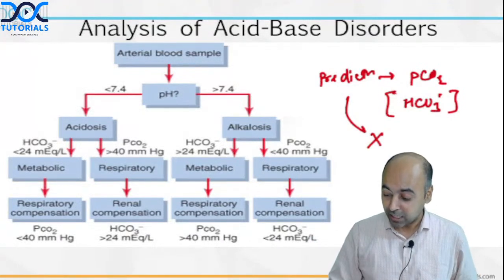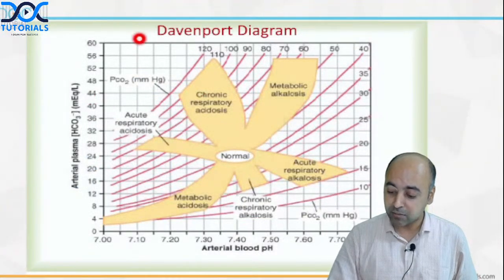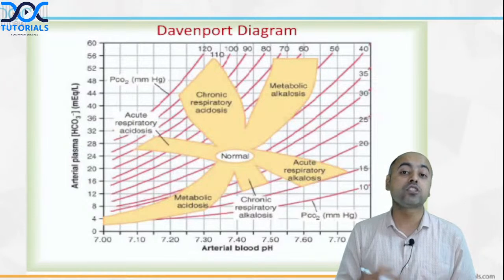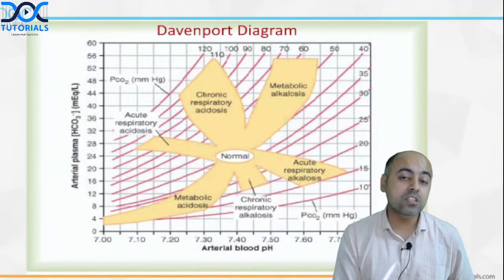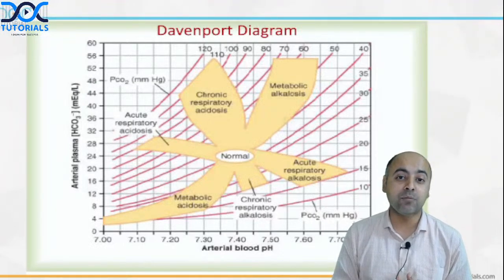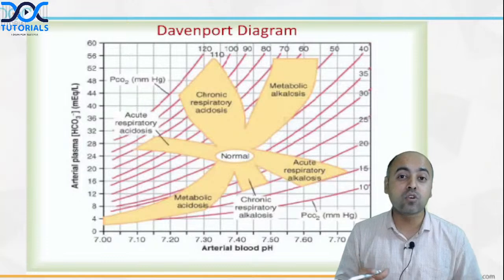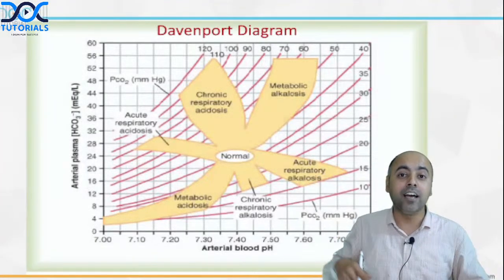Okay, this is the Davenport diagram. Sometimes they can give you this and ask you what this is. So what is the utility of the Davenport diagram? It can be used in the emergency rooms to quickly identify the type of acid-base disorder. If you're not very sure about your interpretation of acid-base disorders, this can be a handy help or guide.